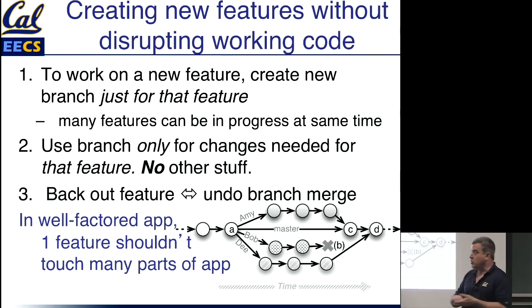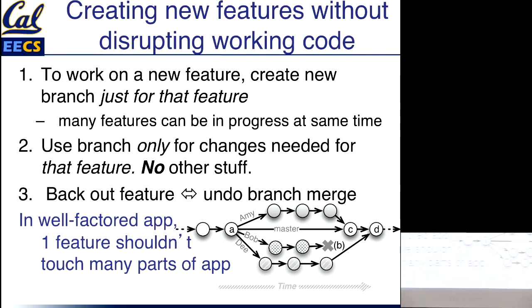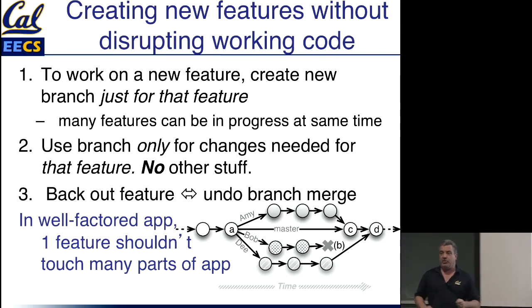Which means, of course, a lot of features can be in progress at the same time. The second thing, and this is really important: on that branch, only do the things for that feature. Don't do anything else. So you started your branch, you started your feature, and you realize there's a typo or a bug or just something that looks ugly somewhere in the code.